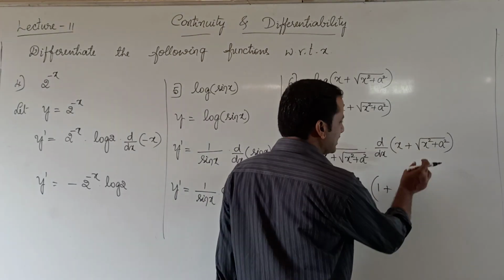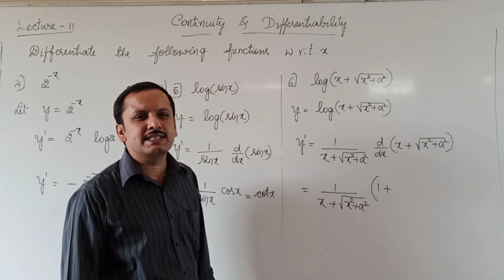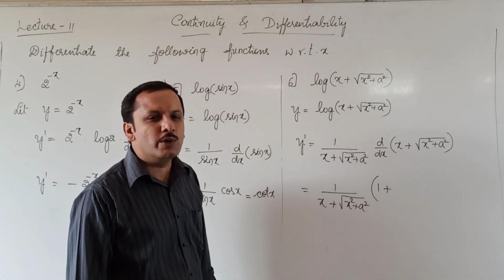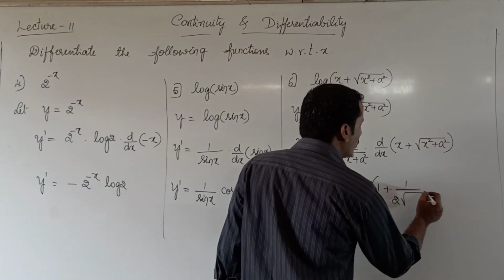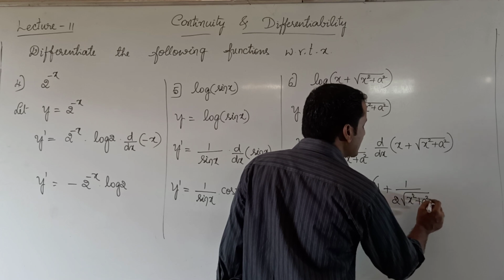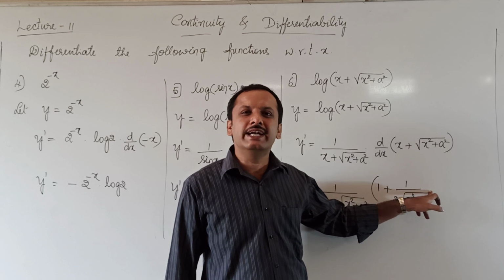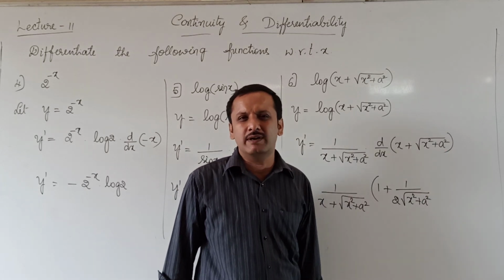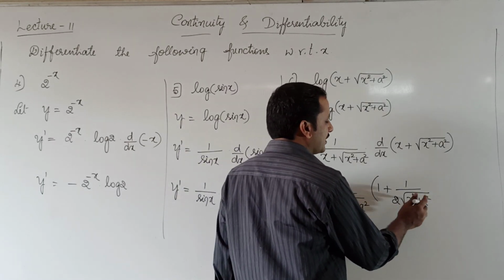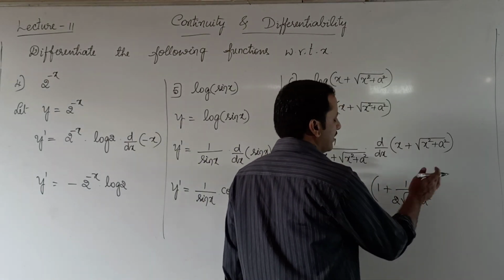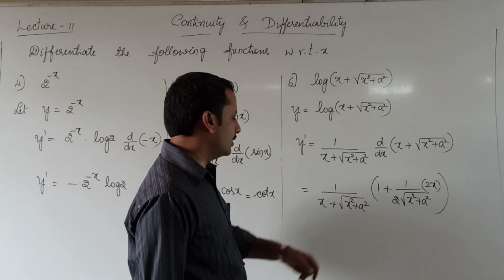Derivative of root x square plus a square, this looks like root x. Derivative of root x is 1 by 2 root x. So derivative of root x square plus a square is 1 by 2 into root of x square plus a square into what next? Into the derivative of x square plus a square. Derivative of x square is 2x. Derivative of a square is 0. Okay? So now 2 gets cancelled there.